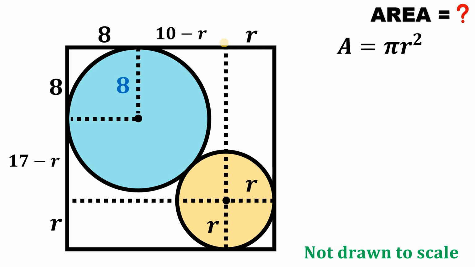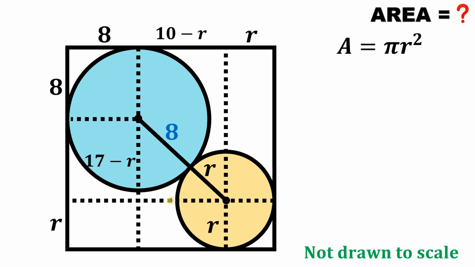Now, to find r, I see a right triangle, but before we have a right triangle, let's extend this radius. Now we know all of these are perpendicular to each other. Let's connect the two centers like this. We know the radii of the blue circle and the yellow circle: this is 8 and r. The length of this leg is 17 minus r, and the length of the bottom leg of this triangle is 10 minus r.